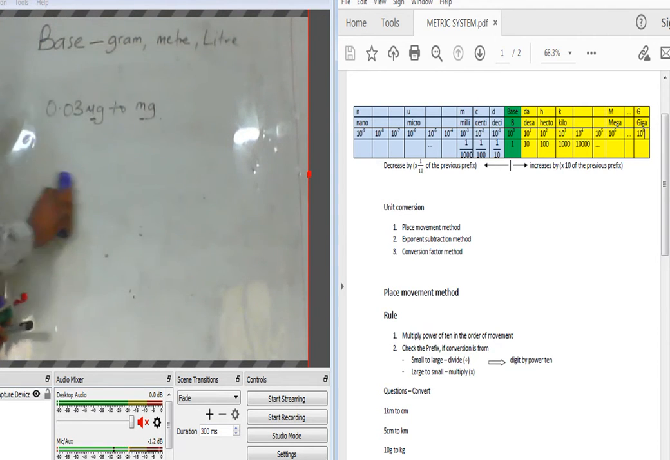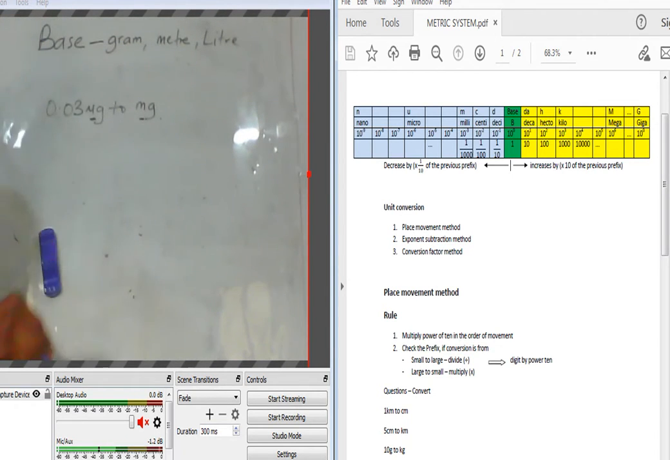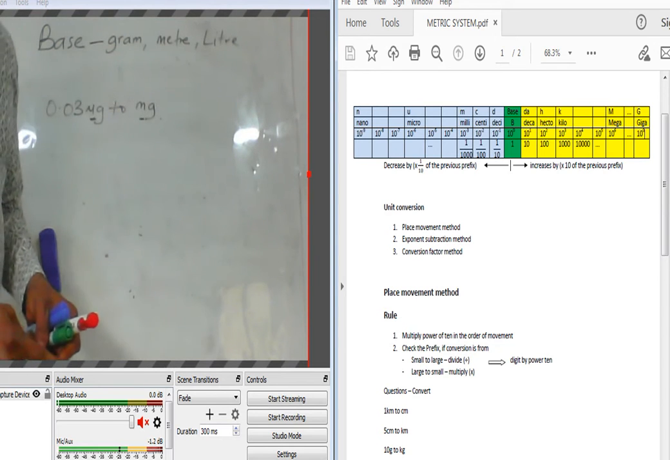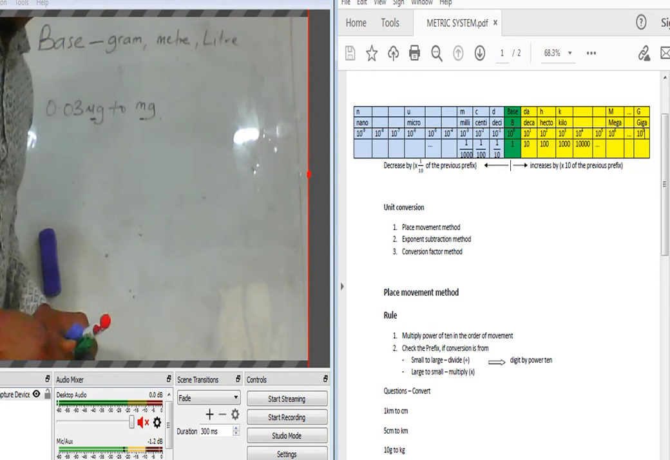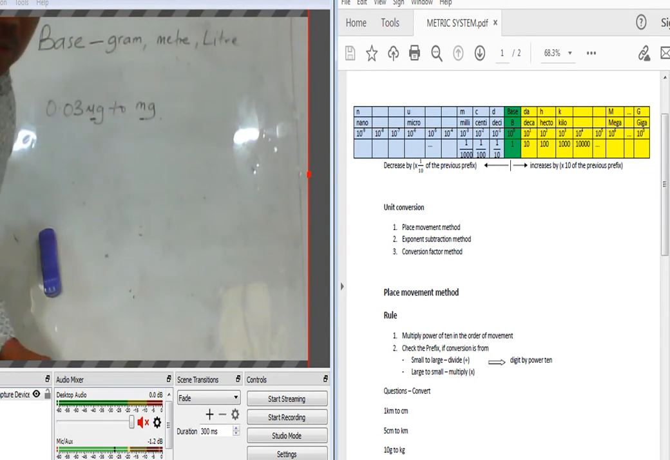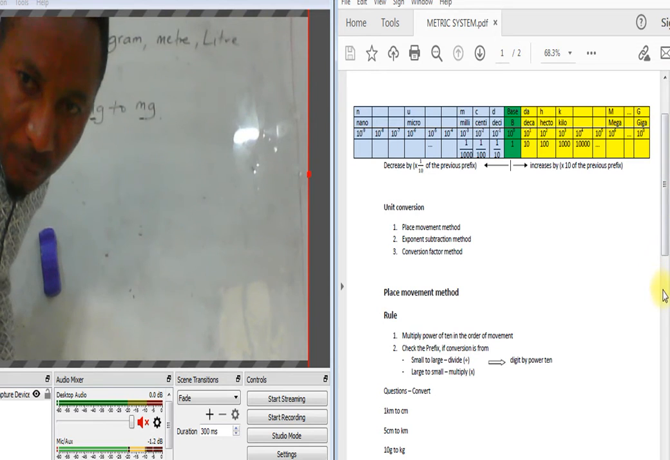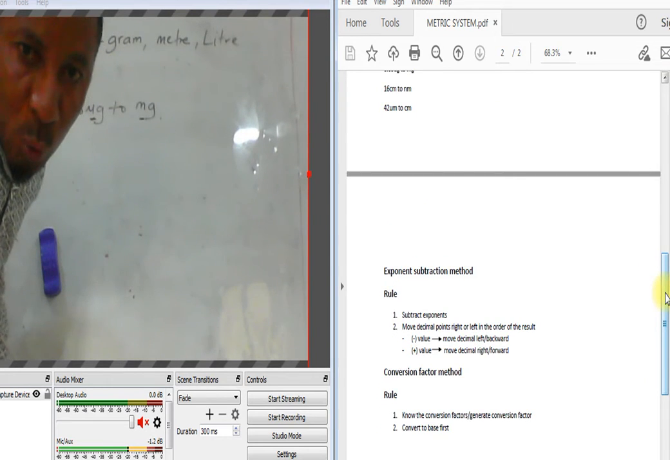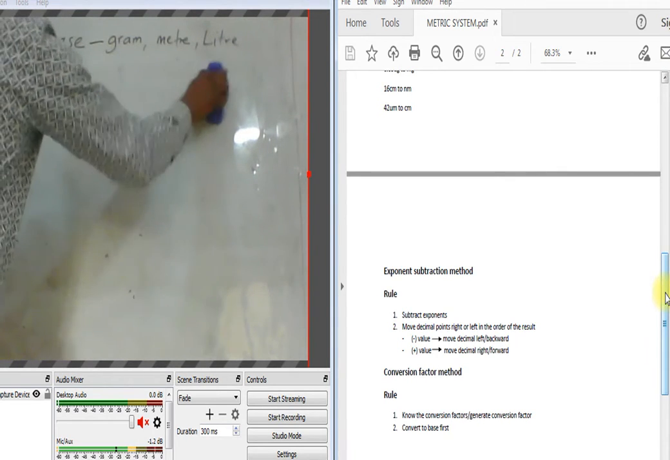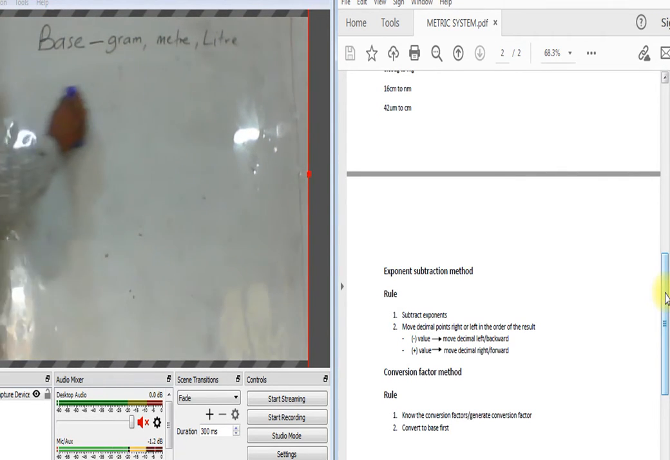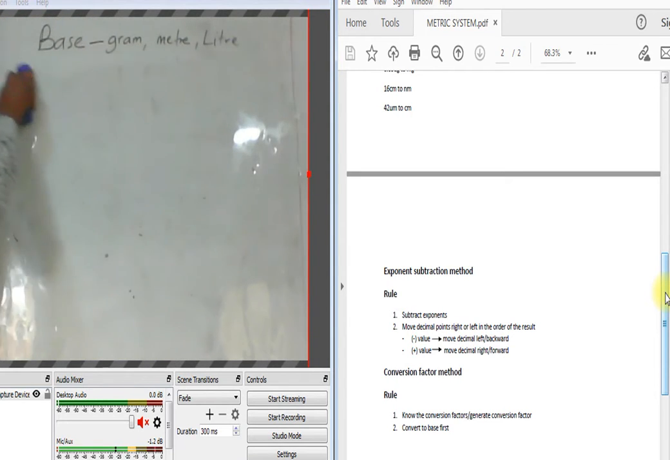Now this method is what I call place movement method. You can use it to try others on your own. It's smooth, safe, it's very, very convenient. Now the next method we are going to use is method number 2, exponential subtraction method. This is quite easy, or it's easier than the previous one, I guess. And you can use it to try so many other problems on your own.